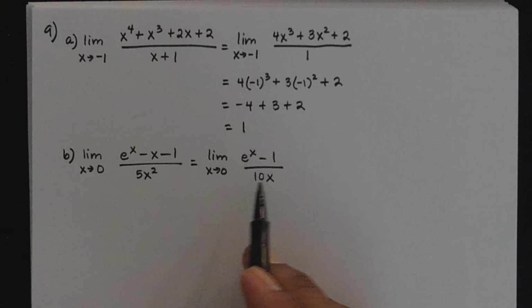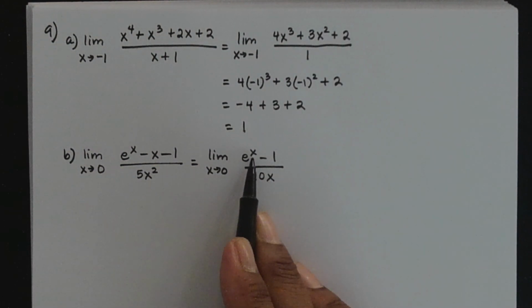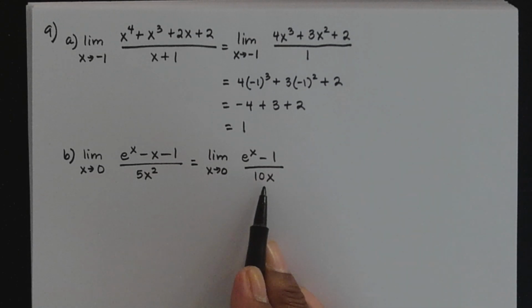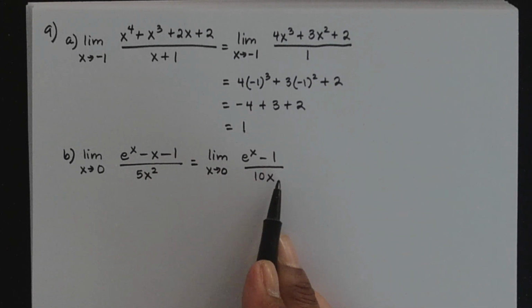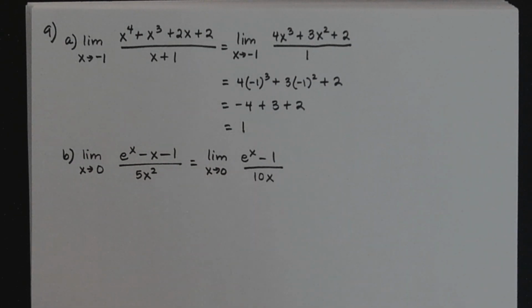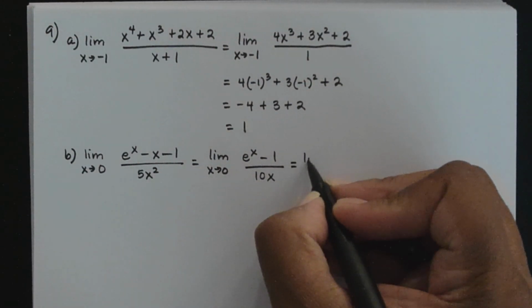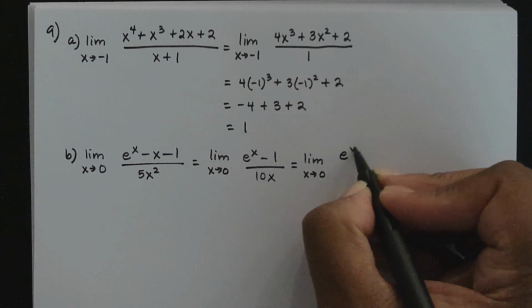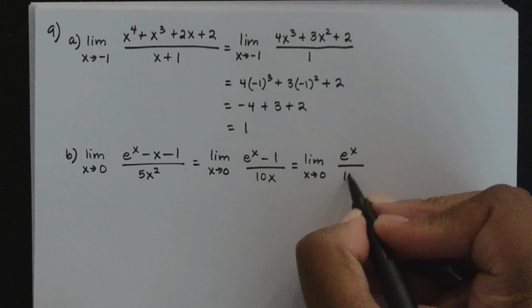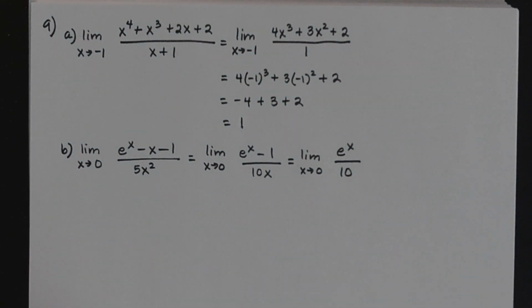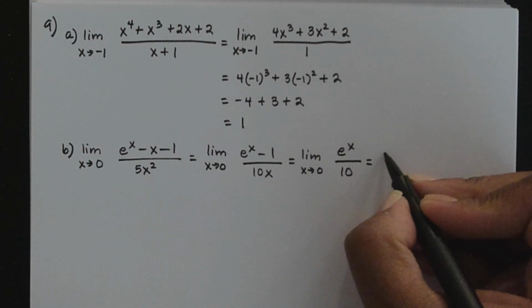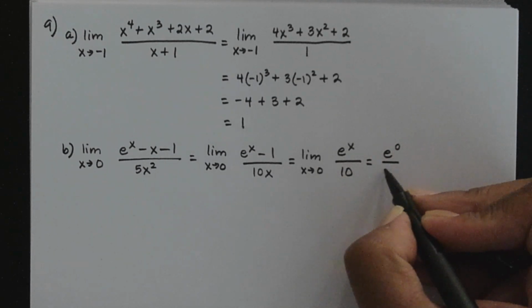Now notice I'm still going to have that indeterminate form because replacing the x with 0, this will be e to the 0, which is 1 minus 1, that's 0. 10 times 0 is 0, so I have 0 over 0 again. So now I have to use L'Hopital's rule again. Let's take the derivative of e to the x minus 1, which is e to the x. And the derivative of 10x will be just 10. So I no longer have that 0 over 0 indeterminate form. I can go ahead and replace the x with 0, so this would be e to the 0 divided by 10.